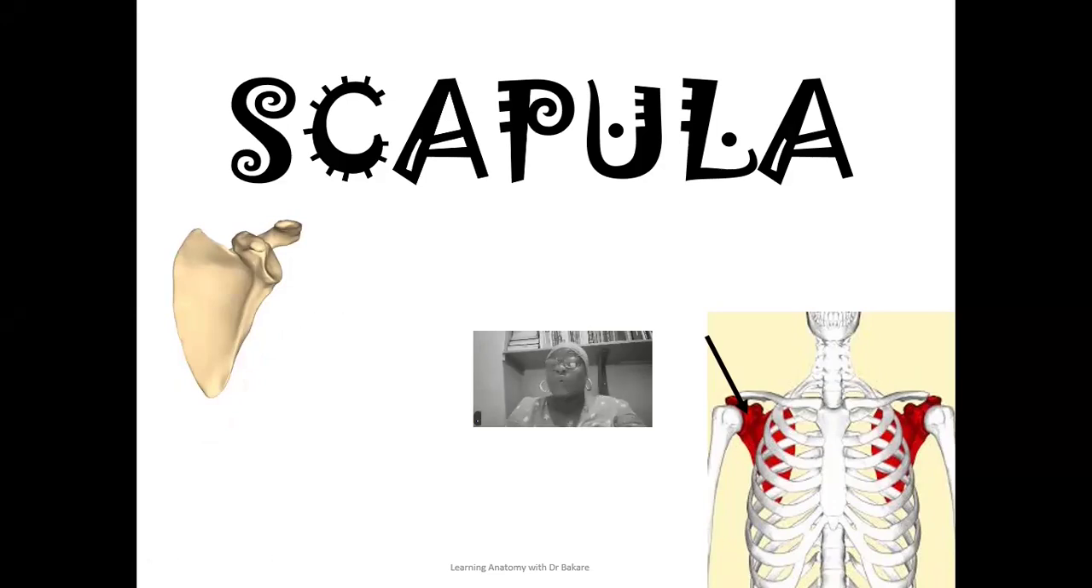In this lecture, we would be dwelling on the details of the different sub-regions of the scapula, and we would also be highlighting the different muscles that are related to it.